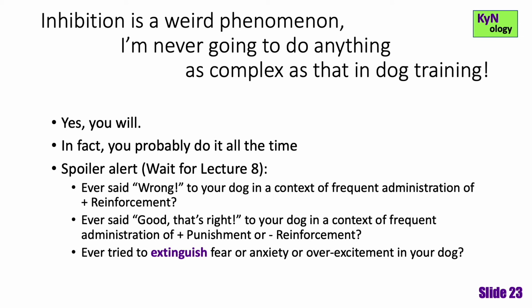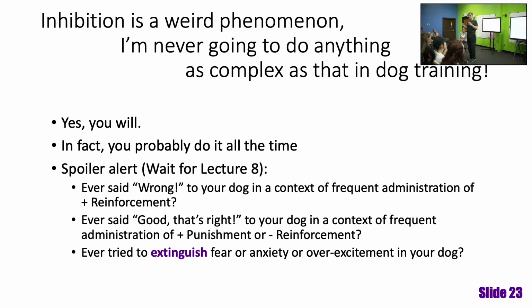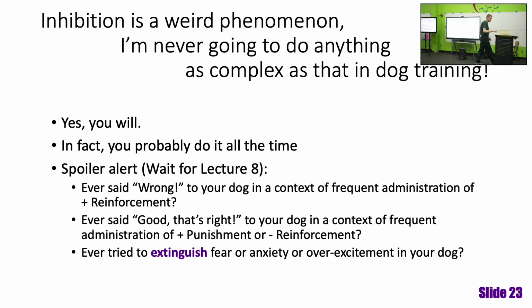We already talked about one example, which is, do you ever say wrong to your dog in a context of frequent administration of positive reinforcement? Like in this training room, he expects to get fed for doing this and that and the other thing. He emits a behavior that is not precisely right, or you've changed your criterion a little bit, so what used to be right isn't going to be right anymore. He executes the behavior, and you indicate to him, no, that's not criterion anymore. You're not going to get paid for that. That's Pavlovian inhibition. That is Pavlovian inhibition at work in your dog training.